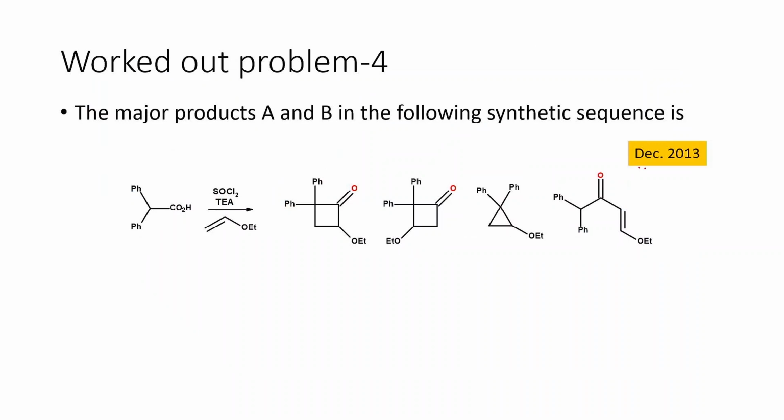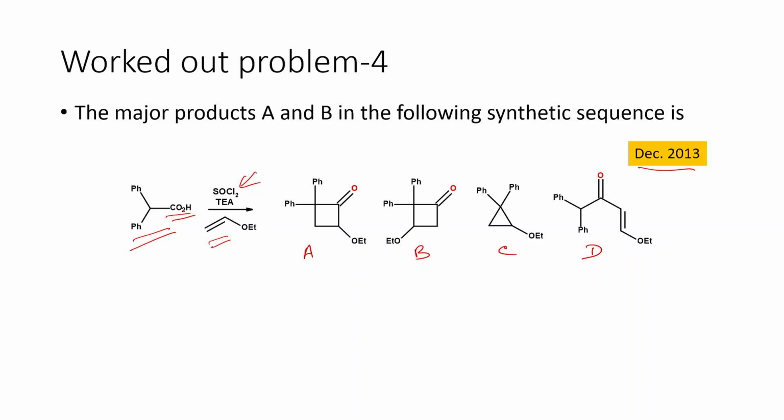So here, this question was asked in December 2013, and the major products A and B formed in the following synthetic sequence are asked. A carboxylic acid is given, and this is treated with thionyl chloride, then triethylamine and vinyl ether. So these are all the three steps that are carried out on the carboxylic acid, and four options are given as the expected product, but we don't know which one is actually going to be the right one that will be formed in this reaction. So we have to work out how the whole reactions will proceed.